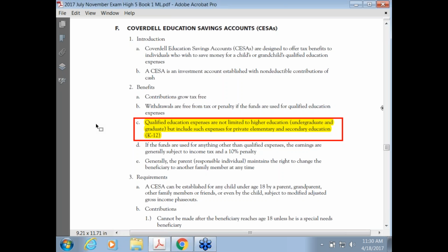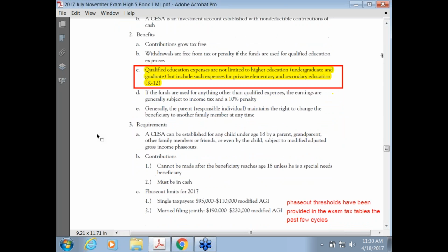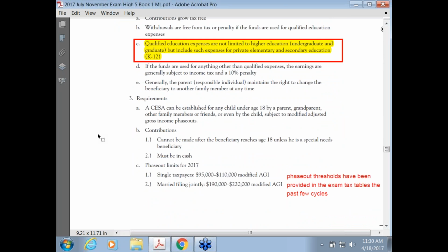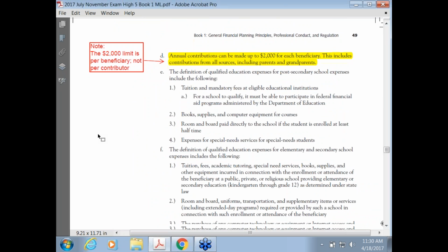So that's one of the things I would always be looking for in this story, is where are they at? Are they in a private elementary? Are they in high school? Because this could be the ticket for that question. Phase outs again are provided for that one.